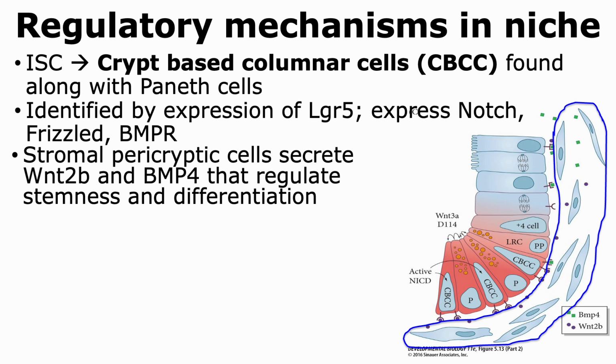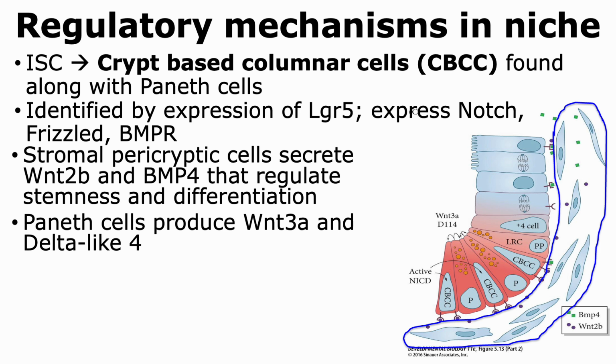Now, there are cells that are associated with the CBCC cells, or in general with the crypt of the intestine, which are the stromal pericryptic cells. And we can see they're the cells that are in that box that I have made. They regulate the stem cell niche by secreting molecules like Wnt2b and BMP4, and Wnt2b and BMP4 regulate stemness and differentiation. The Paneth cells also produce proteins like Wnt3a and delta-like 4, which will also promote stemness and differentiation.